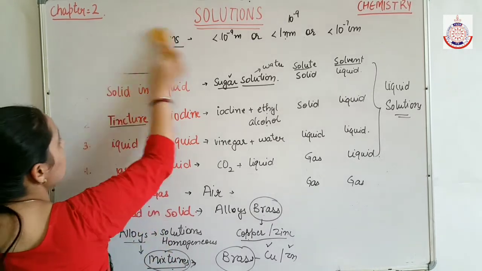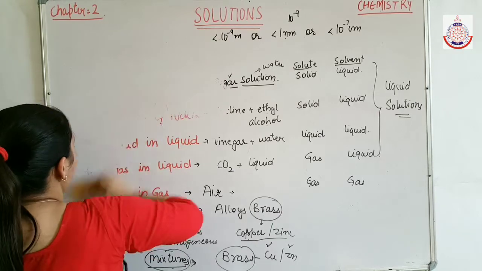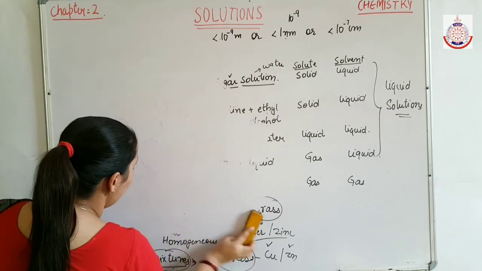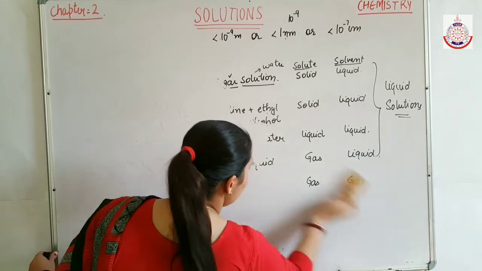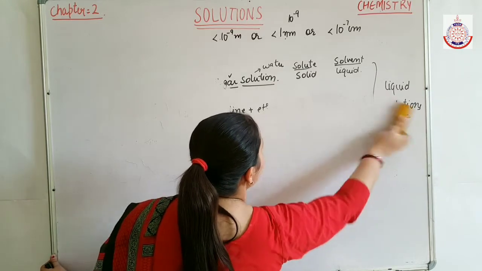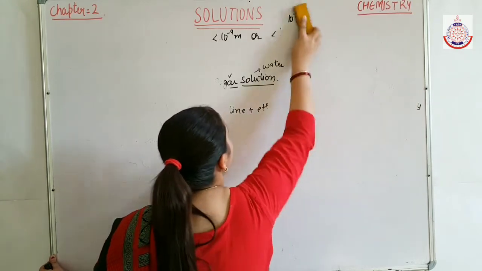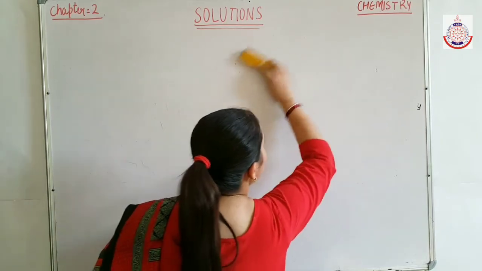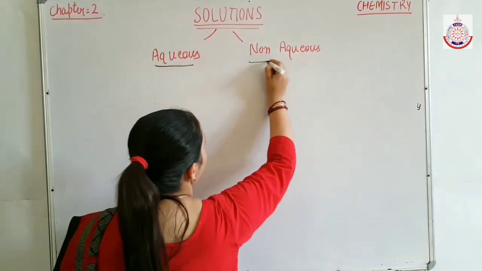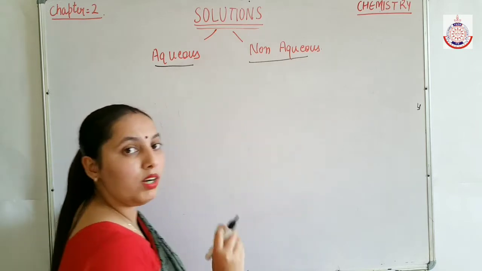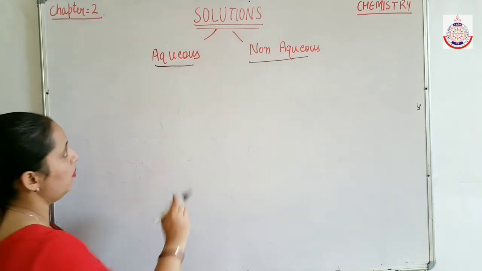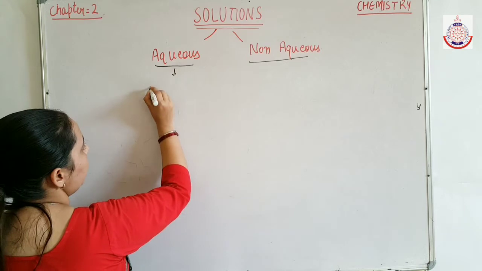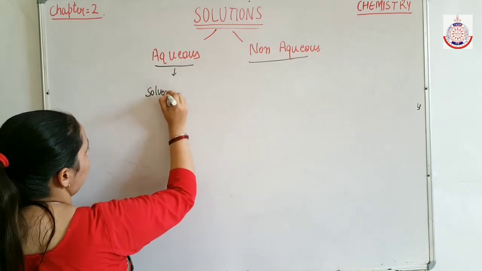So this is all about some examples of the mixture. Next I will do the different types, the different kinds of solution we have. We have two kinds of solution: one is aqueous and the second one is non-aqueous. Now what do aqueous and non-aqueous mean? Aqueous solution means the solvent is water.